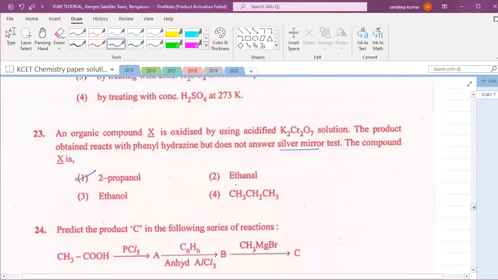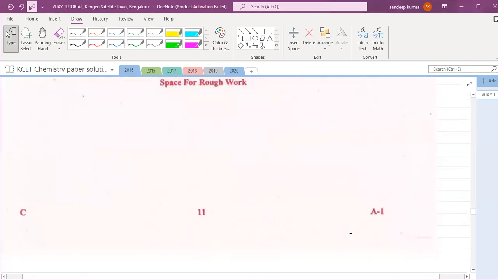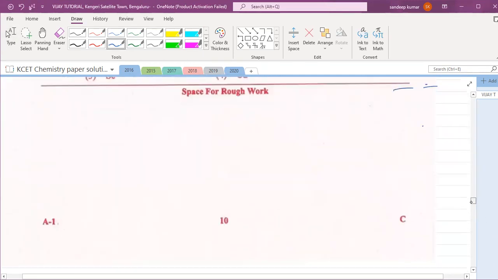Next question. Predict the product C in the following series of reactions. Ethanoic acid in the presence of PCl5 gives A. That, in the presence of anhydrous AlCl3, when it combines with benzene, gives B. B reacts with a Grignard reagent to give C. What is C in the reaction?